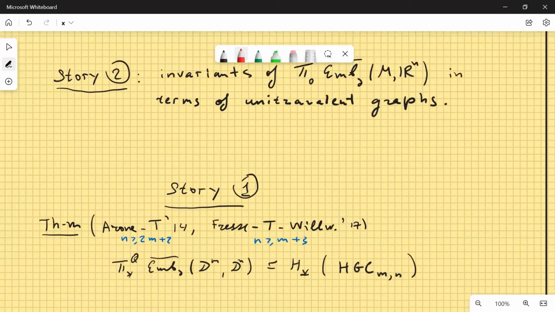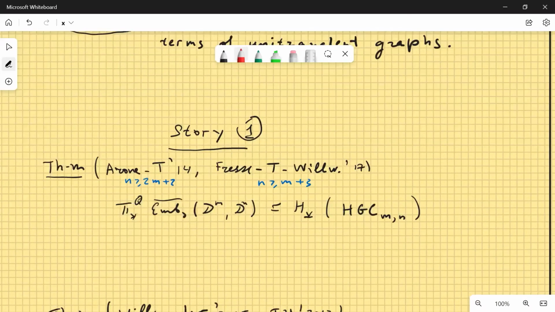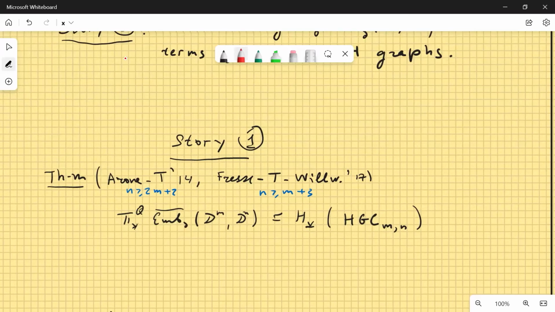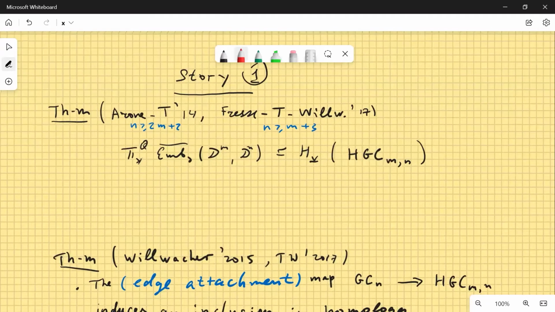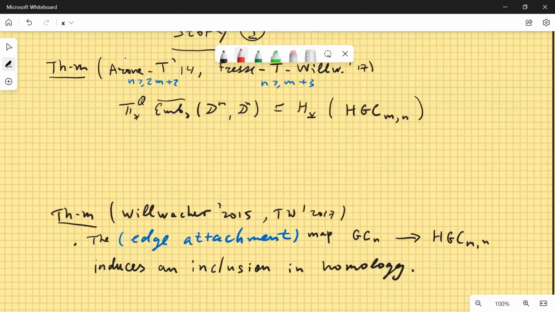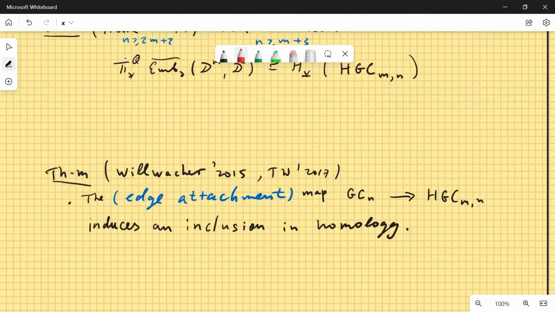So the first story starts with the result that the rational homotopy can be computed by the hairy graph complex, which is what Benoit was talking about. So there is this hairy graph complex which computes the rational homotopy. On the other hand, we also have a natural inclusion map from the Kontsevich graph complex GC_n to the hairy graph complex.